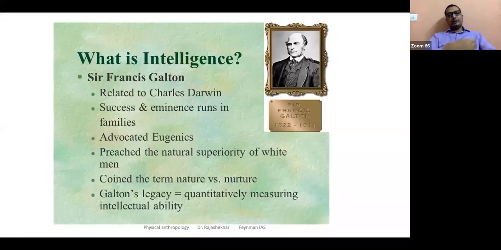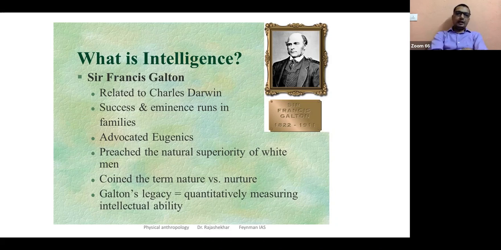Right. So let's now learn about what type of question we are trying to answer with twin studies. Okay. So first, let's learn about Sir Francis Galton. He's a cousin of Charles Darwin. Here we are trying to learn whether nature or nurture influences our characteristics.